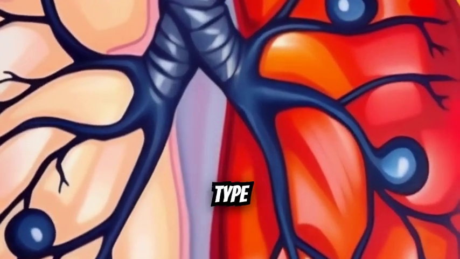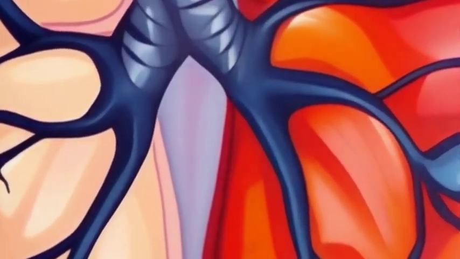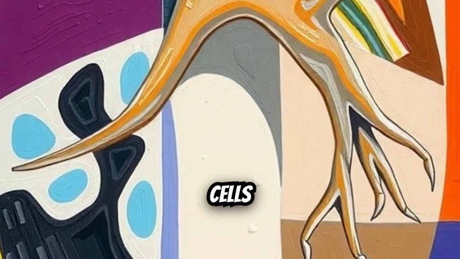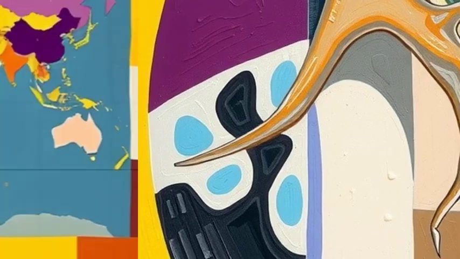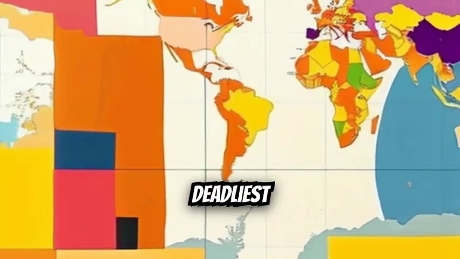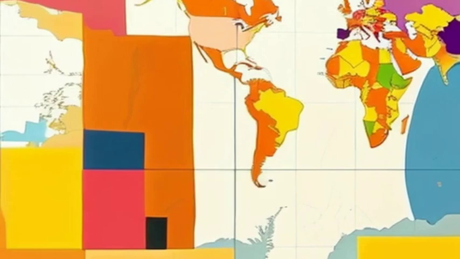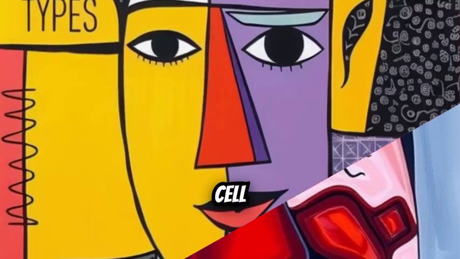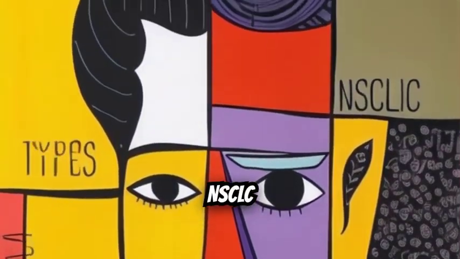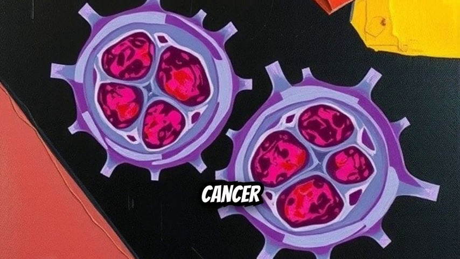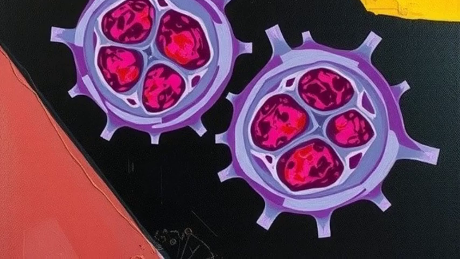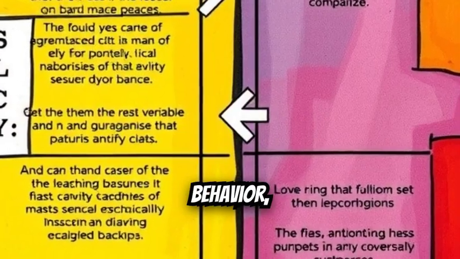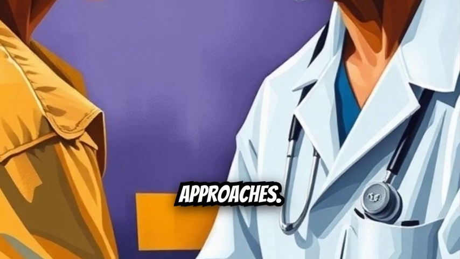Lung cancer is a type of cancer that begins in the lungs, typically in the cells lining the airways. It is one of the most common and deadliest cancers worldwide. There are two main types of lung cancer: non-small cell lung cancer, NSCLC, and small cell lung cancer, SCLC. These types differ in their behavior, prognosis, and treatment approaches.